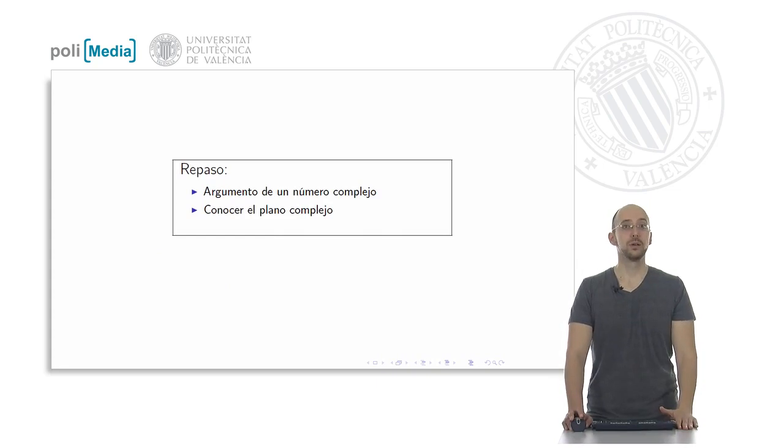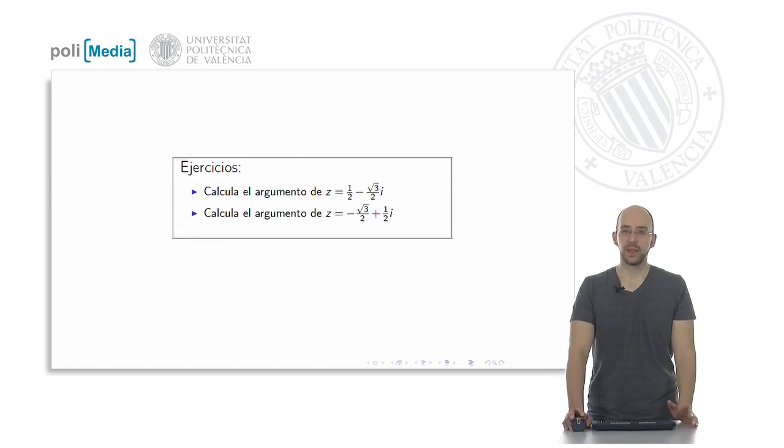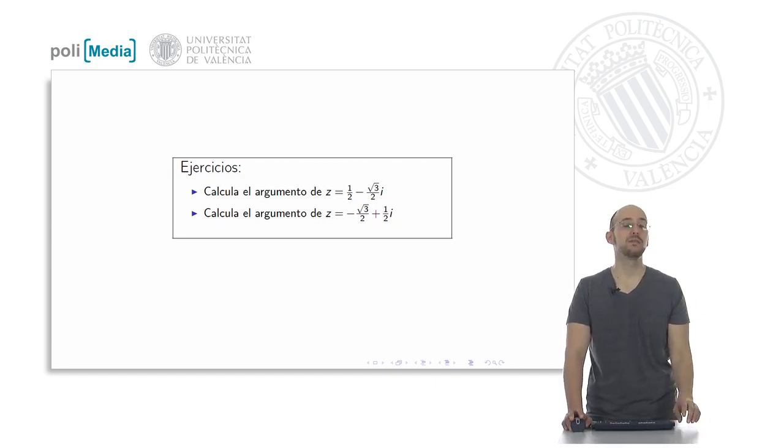As a review, what would interest me is that you have understood in this unit how to calculate the arguments of a complex number and to know the complex plane a little better. Finally, I am going to leave you with a couple of exercises that we will solve in the next unit. It would be to try to calculate the argument of these two complex numbers. They are very simple, and I think you should have no problem calculating them. In the next unit, we will give you the solution and detail it step by step. But for now, try it. Thank you very much.